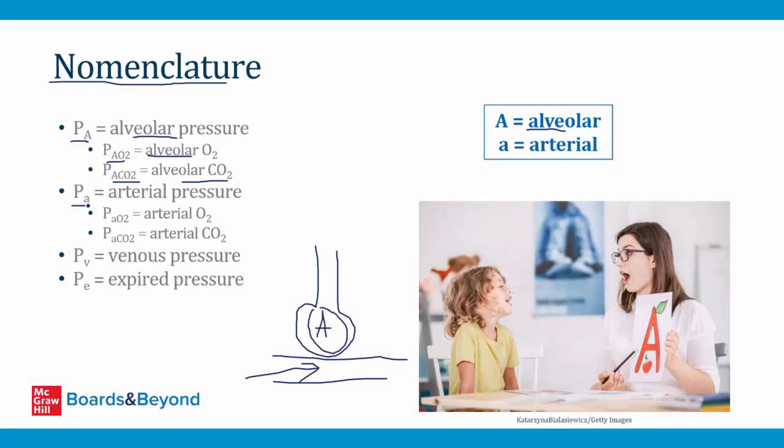When you see a lowercase a, that's referring to the arterial partial pressures of gases. So P little a O2 means the pressure of oxygen in the blood in the arterial system after it's passed through the lungs. If you see a P little a CO2, that's the arterial CO2 partial pressure. And then sometimes you'll see a P sub V. This refers to the venous pressure, so the partial pressure of a gas in the venous system, different from the arterial system. And when you see a P with an E next to it, that refers to the expired partial pressure of a gas.